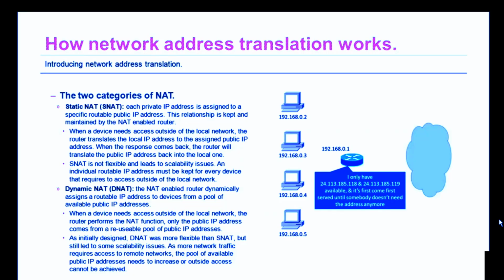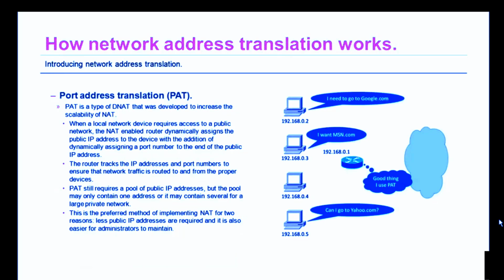As initially designed, Dynamic NAT was more flexible than static NAT, but it still led to some scalability issues. As more network traffic required access to outside networks, the pool of available public IP addresses needs to increase, or outside access cannot be achieved. But thankfully, there is a solution to this. And that solution is called port address translation, or in Cisco terms, that would be NAT with PAT.